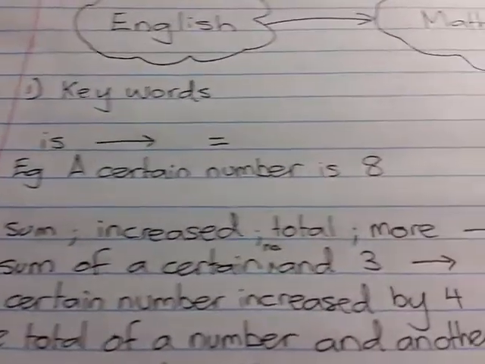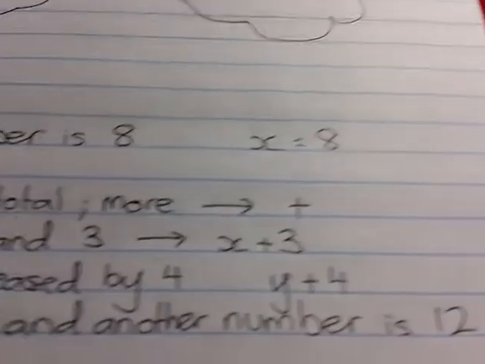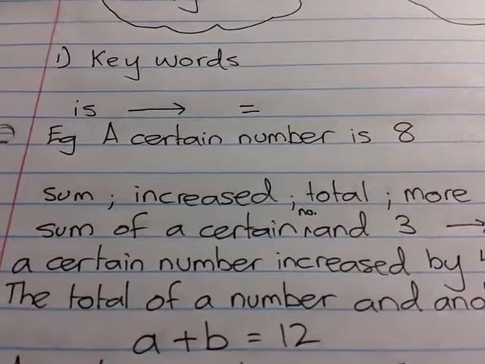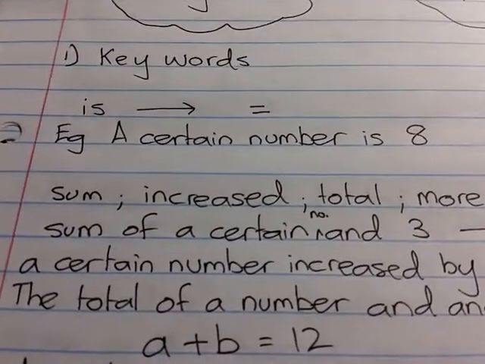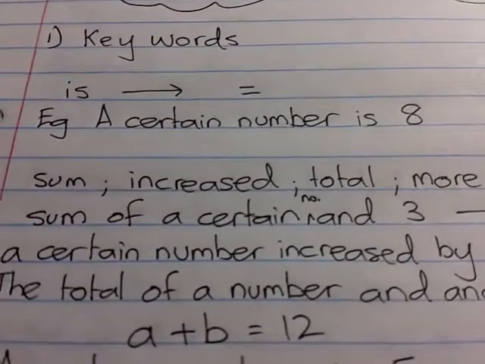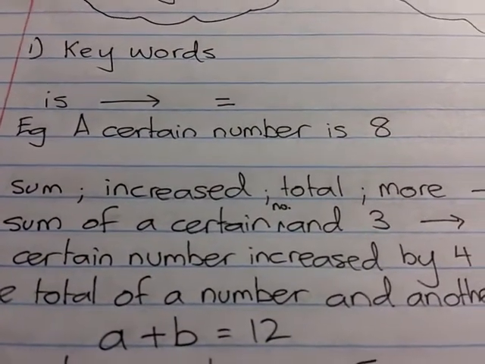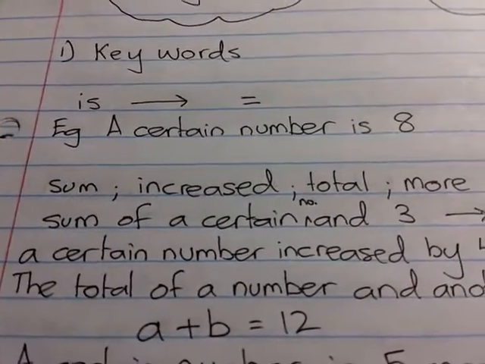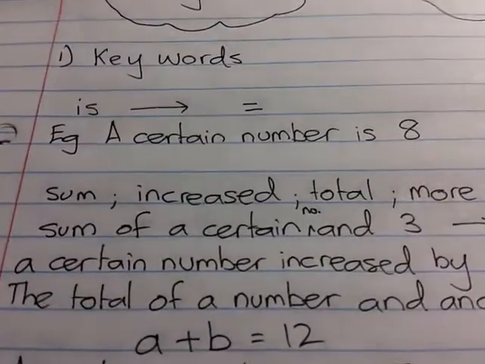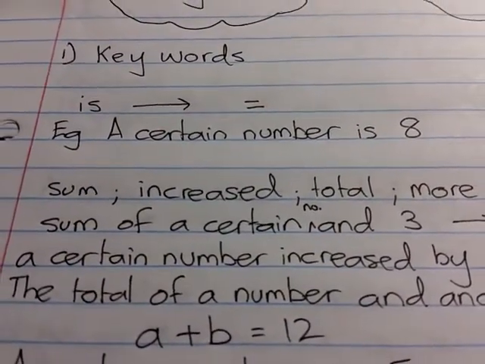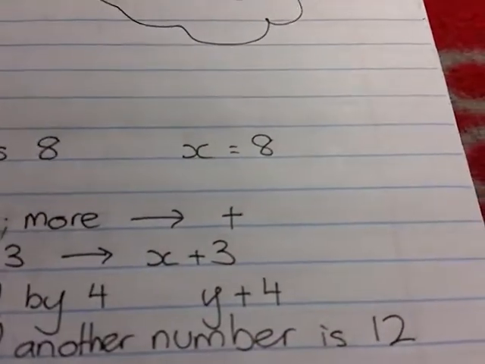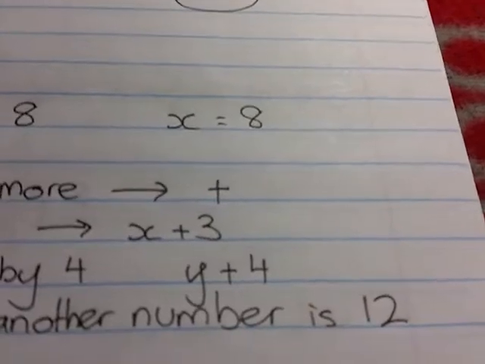The total of a number and another number is 12. So here's what that would look like in mathematics. Using a to represent a number and using b to represent another number. Why am I using two letters? Because we are not told what the values of either of those certain numbers are. So I'm using two letters to represent each of them. So a plus b equals 12. And you can say equals 12 because there's the "is".